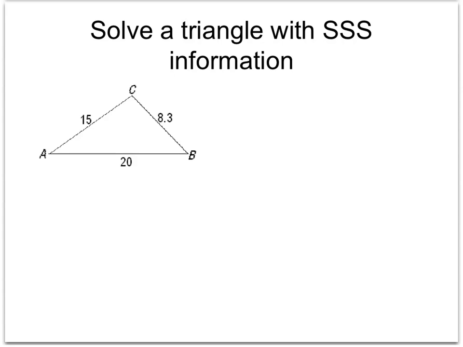So let's try another one. This time we're going to solve a triangle with SSS information. Same idea as the last time. Now we're just given 3 sides instead of 2 sides and an angle. When you see SSS given, again, it's going to be a law of cosines problem. But now we only have 2 angles to solve, no sides, so we're going to start right off with that alternate version.